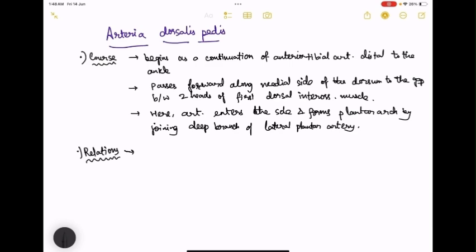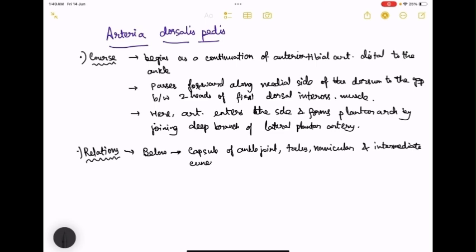But anyways, let us focus on the relations. Whenever you mention structures like an artery, the relations of the artery are very important. Relations, branches, and if possible, a little description about the branches. This is actually a very short artery, our arteria dorsalis pedis, you'll see when I draw the diagram. First, the relations below: capsule of ankle joint, talus bone, navicular bone, and intermediate cuneiform bones.